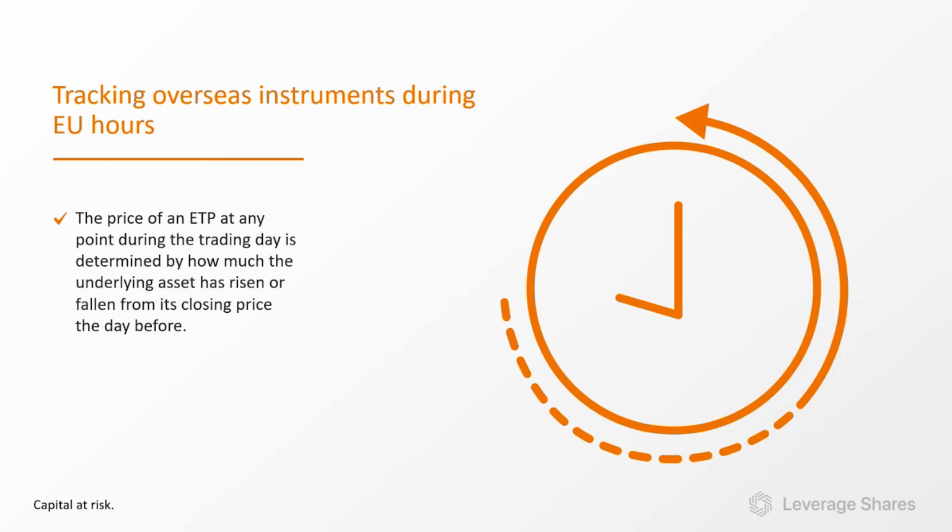So the price of an ETP at any point during the trading day is determined by how much the underlying asset has risen or fallen from its closing price the day before. So what happens to the price of ETPs listed on European exchanges, which track underlying assets traded in overseas markets in different time zones?